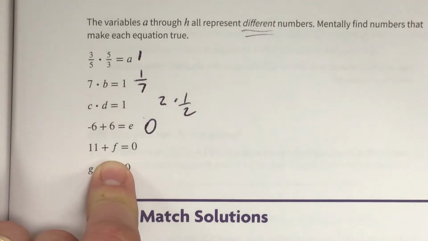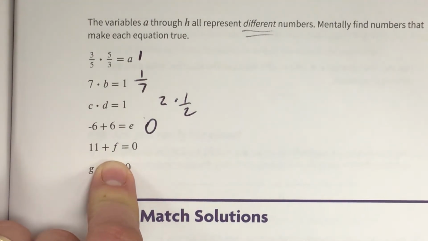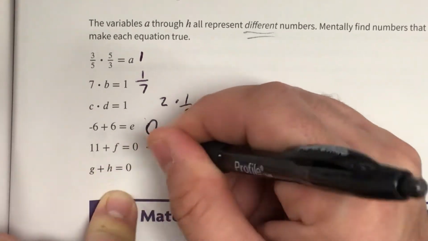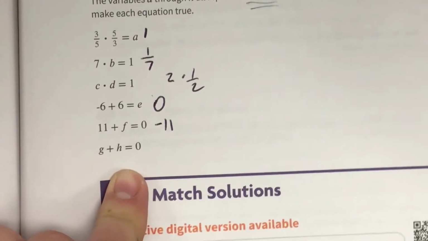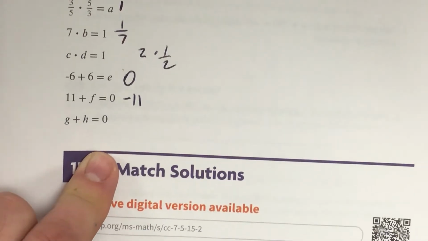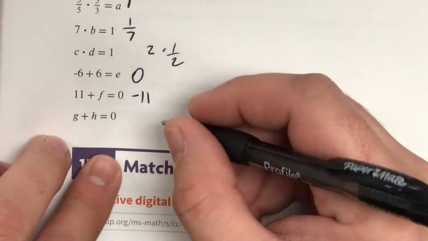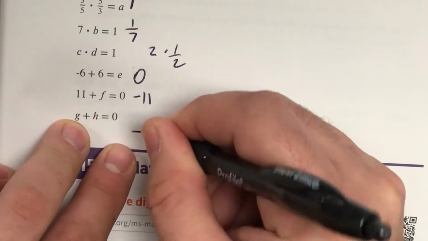So 11 plus what? What, Kaylee? Correct. And 2 representatives for G and H. Colin. G would be -100 and H would be 100. Perfect.